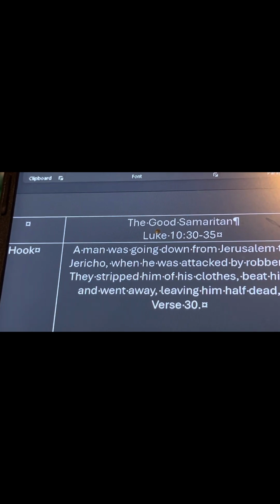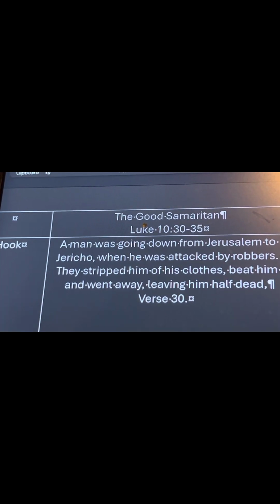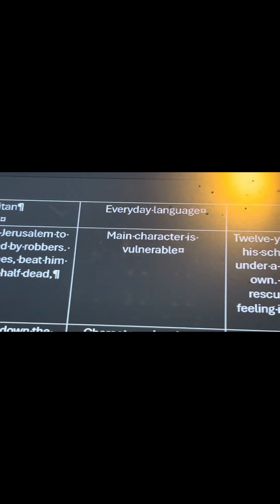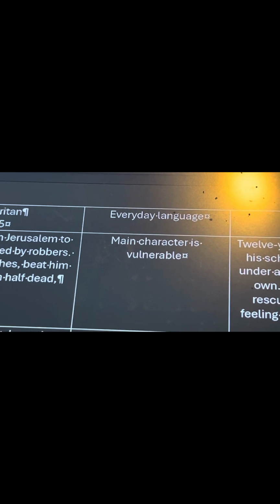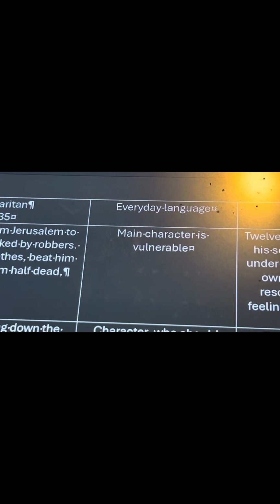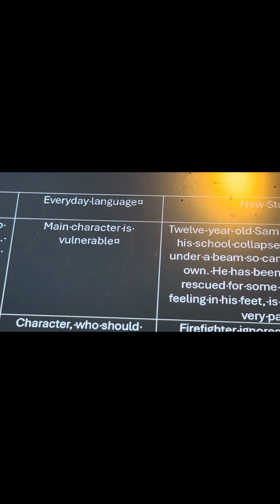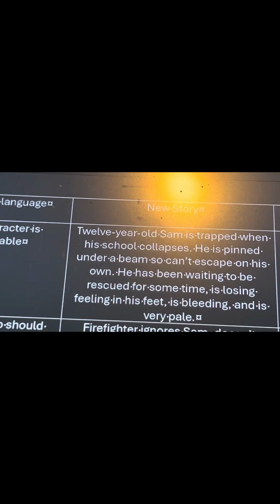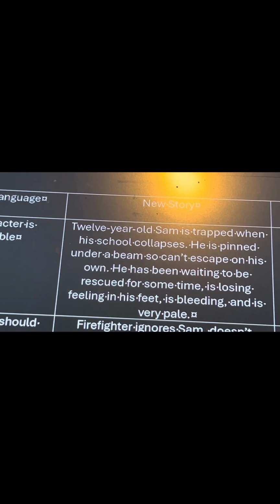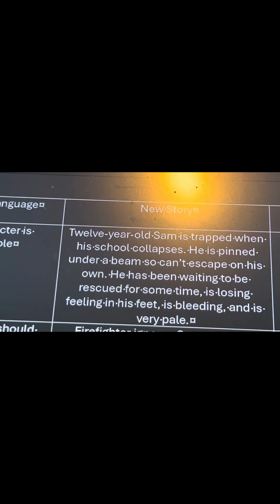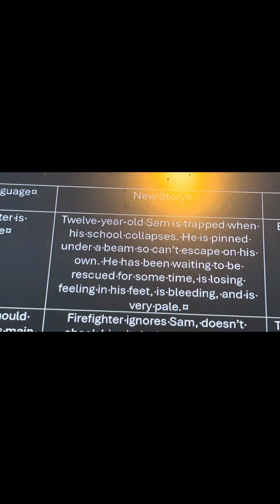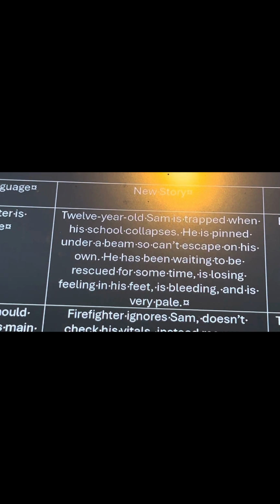So, we start with the hook, the Good Samaritan. Man is attacked by robbers. He's left for dead. And the everyday language is, the main character is vulnerable. So, a new story would be, and this is what I've written: 12-year-old Sam is trapped when his school collapses. He is pinned under a beam so he can't escape on his own. He has been waiting to be rescued for some time. He is losing feeling in his feet, is bleeding and is very pale.